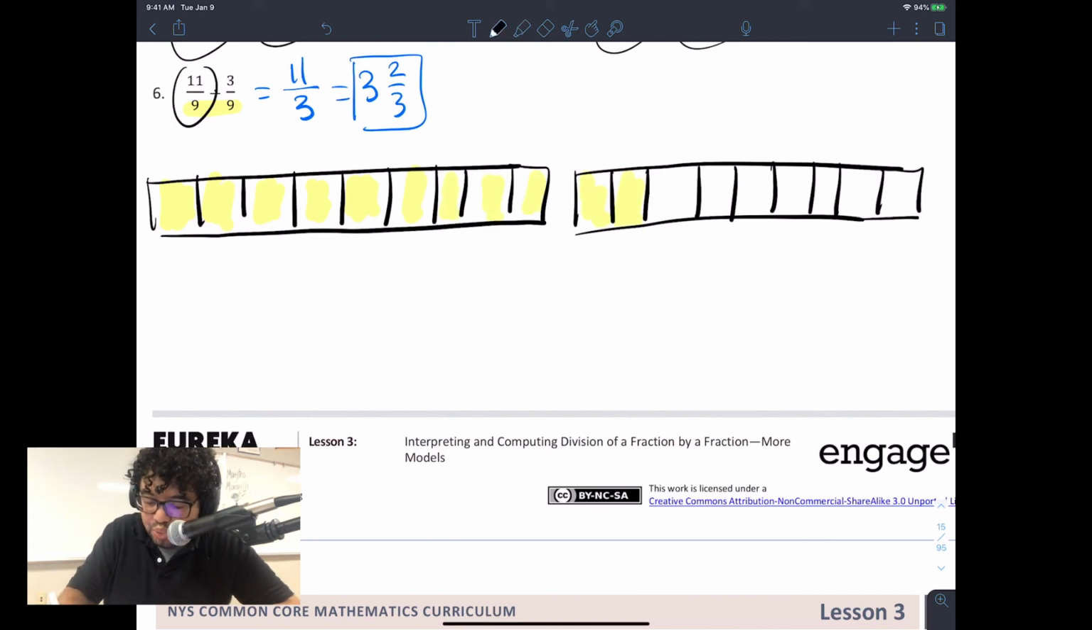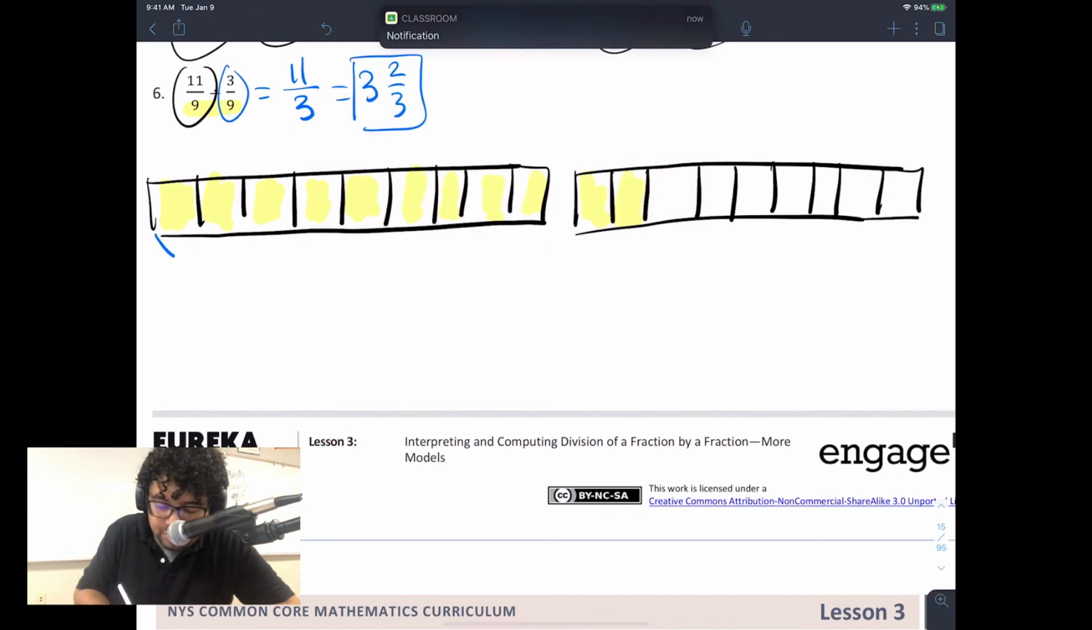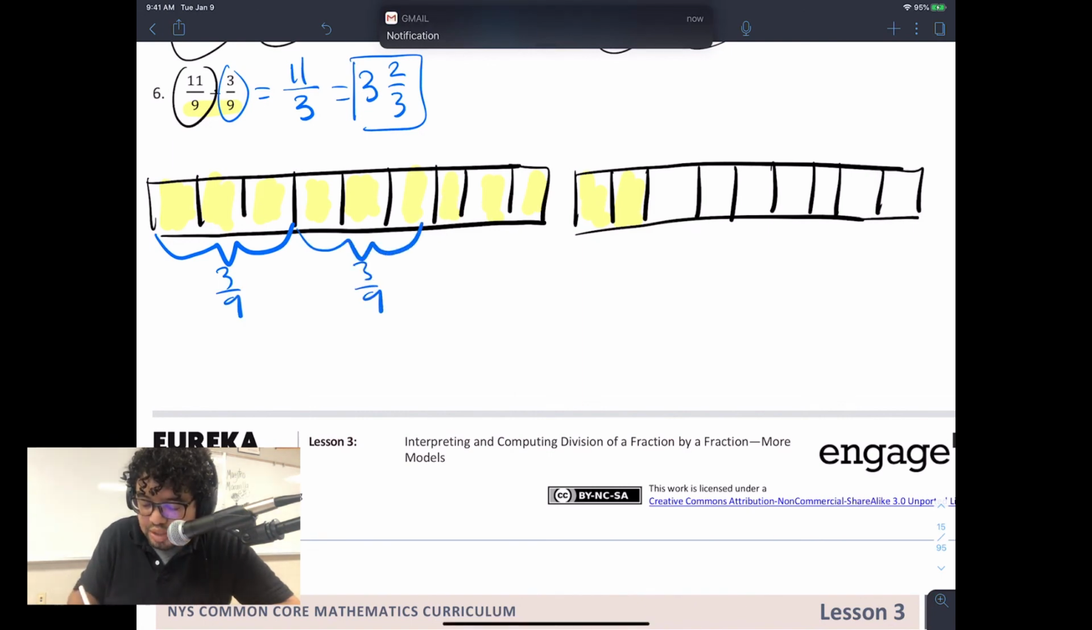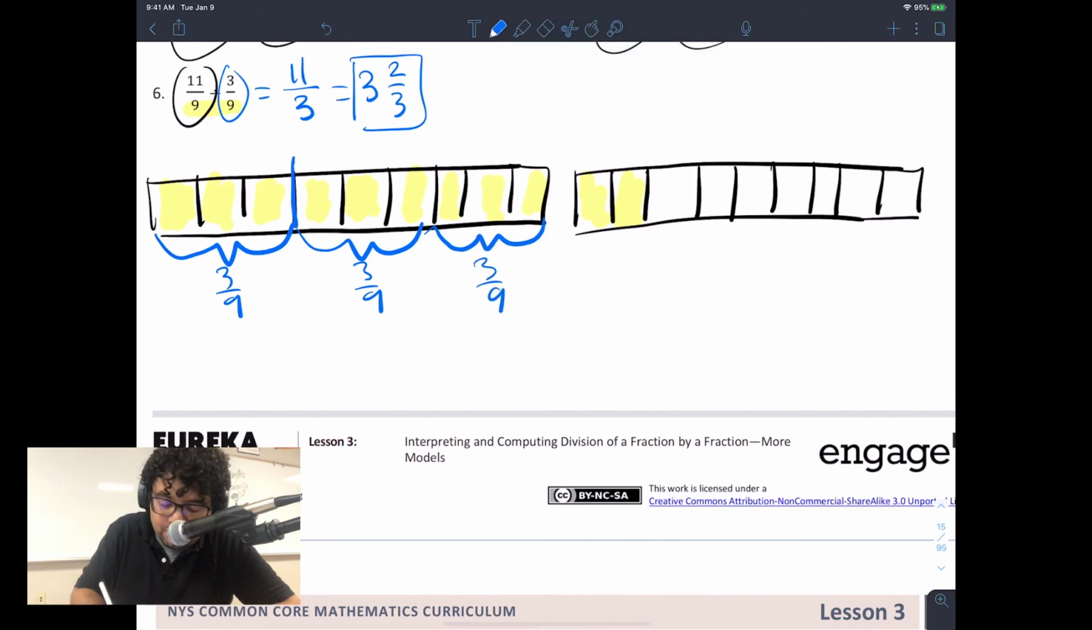Now I need to make groups. I need to make groups of 3 ninths. So here's my first group of 3 ninths. Here's my second group of 3 ninths. So 1, 2, 3, 1, 2, 3. Here's my third group of 3 ninths. What I want you guys to notice though is that I shaded 3 out of 3. I was able to shade 3 out of 3. I was able to shade 3 out of 3.